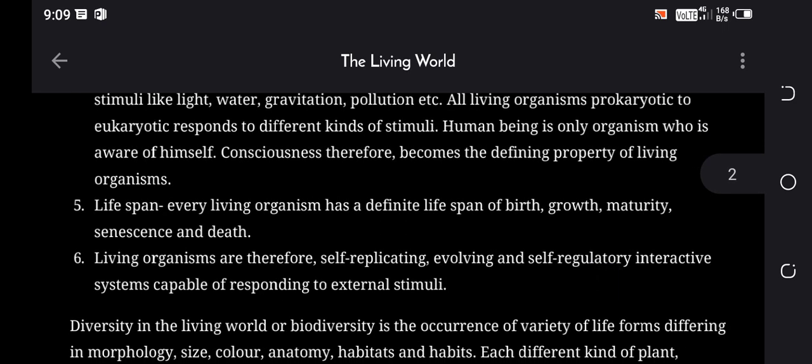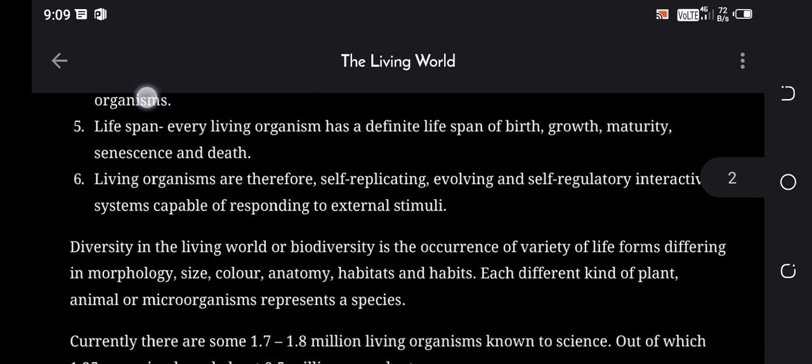And fifth is lifespan. Every living organism has a definite lifespan of birth, growth and maturity, senescence and death. They are all fixed. Sixth, living organisms are therefore self-replicating, evolving and self-regulatory interactive systems capable of responding to external stimuli.